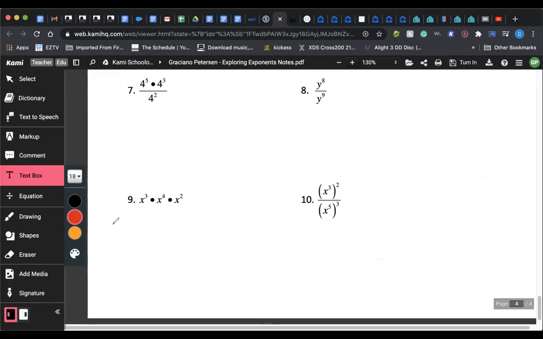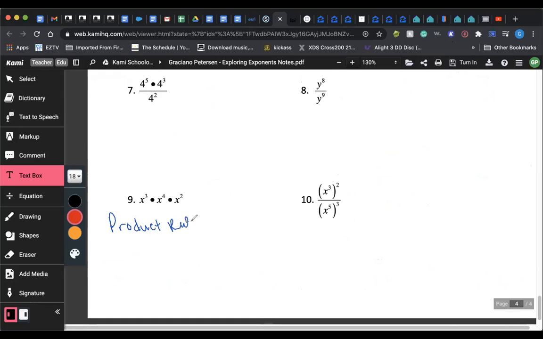Okay, so how are we going to solve number 9? Number 9 is x to the third power times x to the fourth power times x to the second power. I don't know, my eyes are so dark this morning.